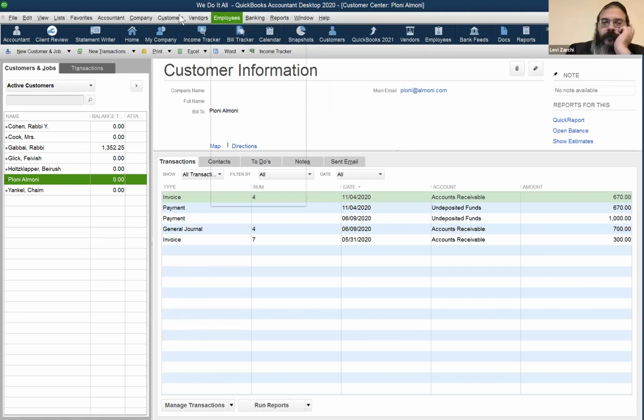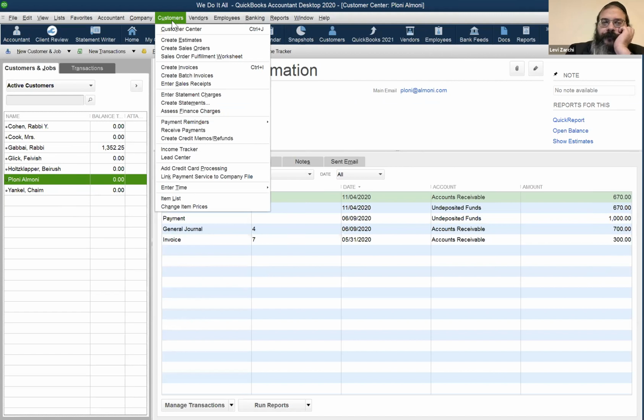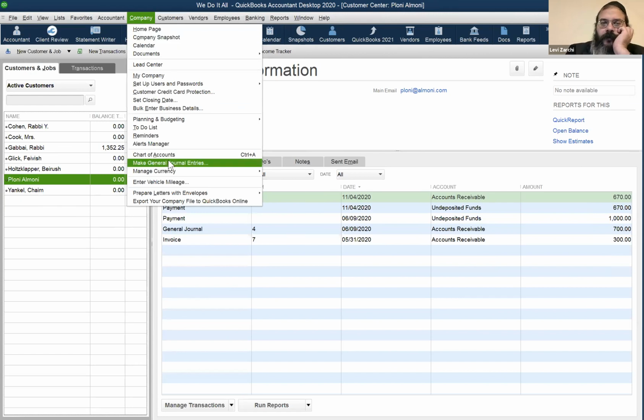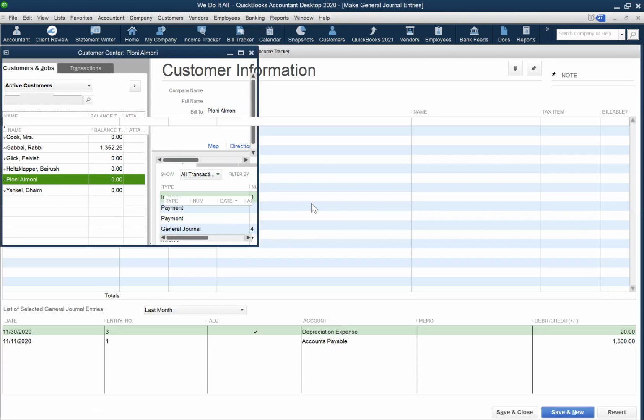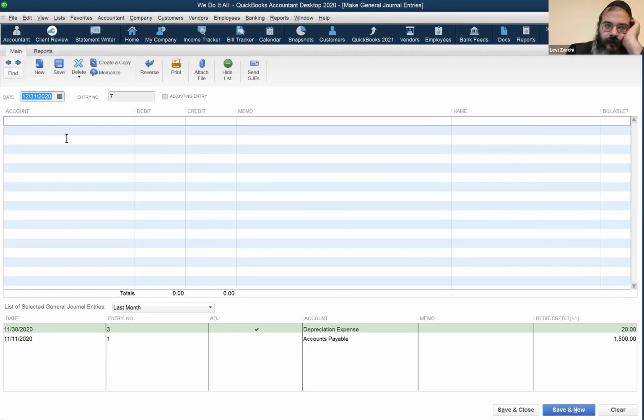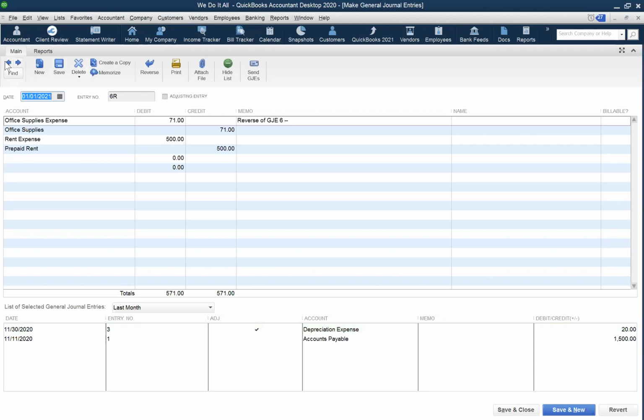So you could do it the other way. I told you to do company journal, make general journal entry. Okay. So what I wrote is, let me just see what you have there. I have nothing with journal entry. I'm creating a new one. Okay, so what I had is the office supply for 71 credit, and I have office expense for 71. Oh, this one, right?